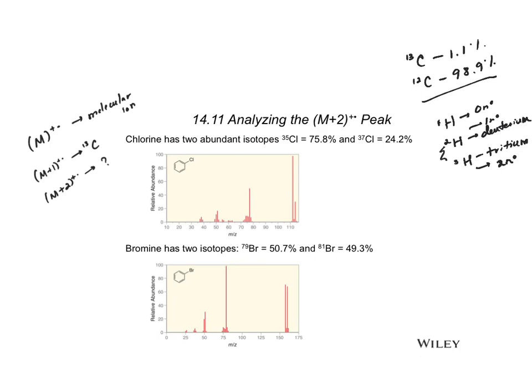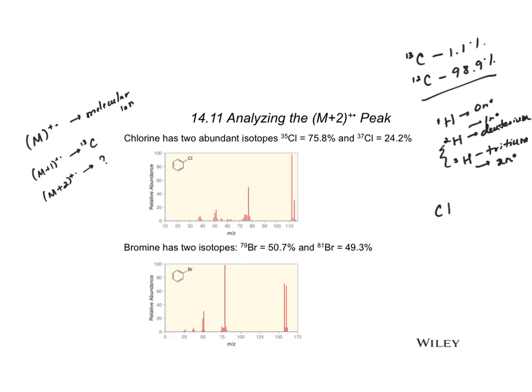Now, deuterium and tritium don't have very high percent abundances, so they're not going to actually affect our mass spectrum. But there are other elements that do have isotopes that are going to have a signature on our mass spectrum, right? So one of those is chlorine, right? There are 2 abundant natural isotopes of chlorine. The first one is called chlorine-35.